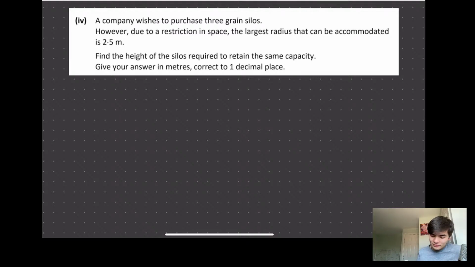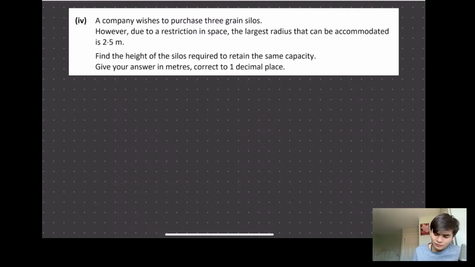Nice. Okay, so a company wishes to purchase 3 grain silos. Restriction in space. The largest radius that can be accommodated is 2.5 meters. So we've got a limitation on the radius. Find the height of the silos required to retain the same capacity. So we're going to need to change h and find a new h this time, right?